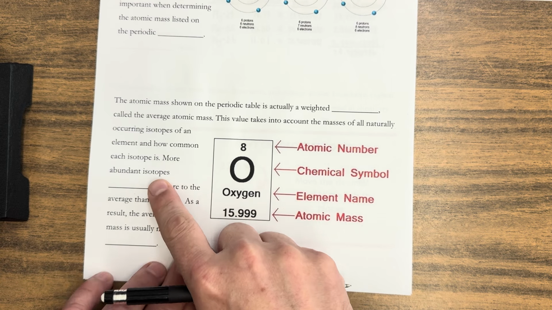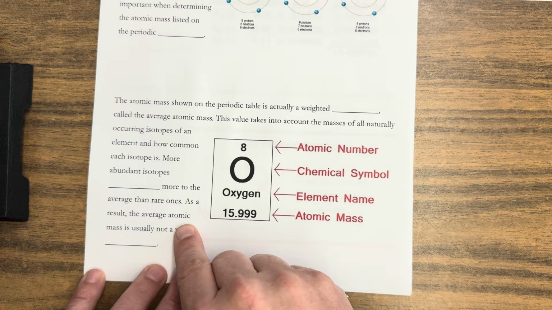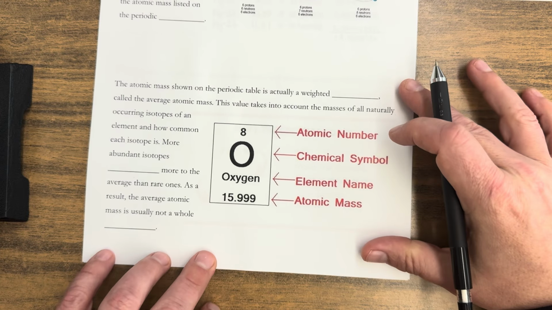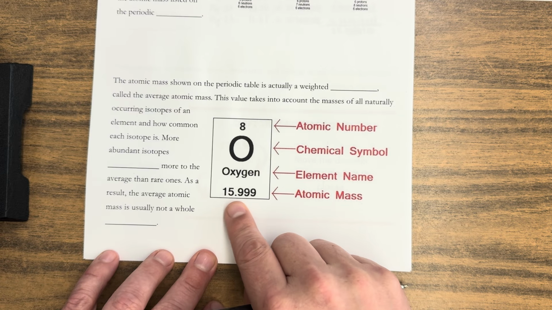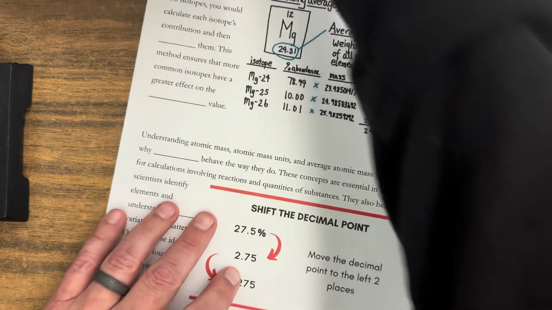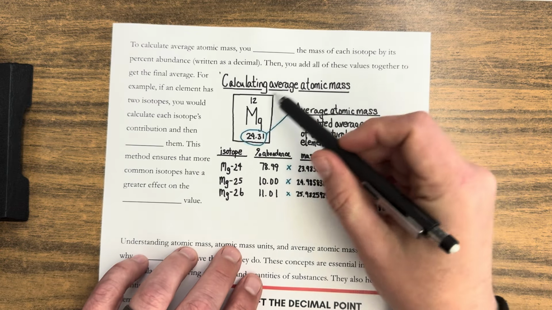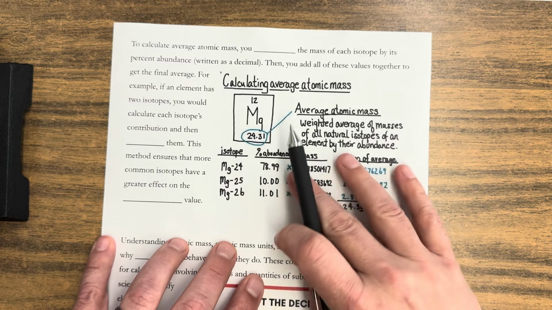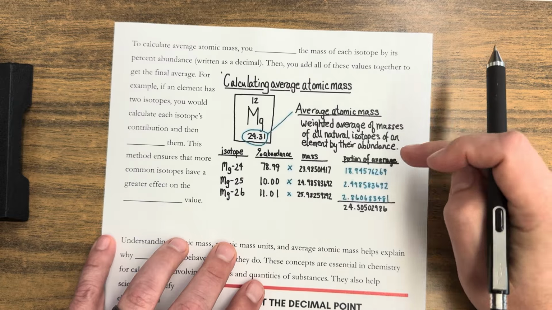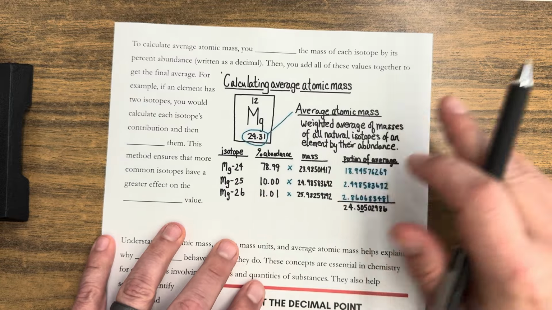More abundant isotopes contribute more to the average than rare ones. As a result, the average atomic mass is usually not a whole number. We usually will see it like this with decimals because of that averaging. So this is calculating average atomic mass. There's a lot here, but it's actually not that hard. A lot of this is going to be given to you, and we're going to have some practice with this. But this does have all the information that you need, and I'll go through this with you.